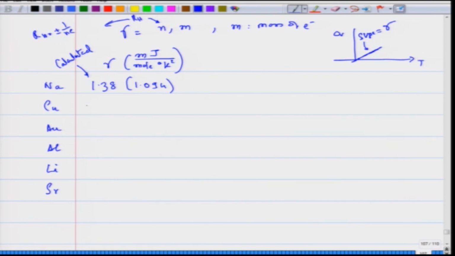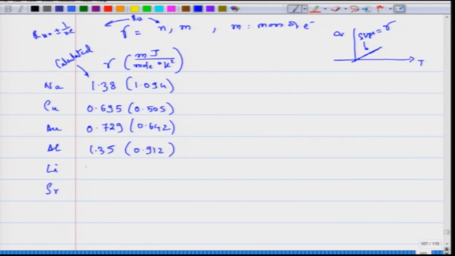Next, if you go to copper, the theoretically calculated value is 0.695, the experimental value is 0.505, slightly different. If you go to gold, 0.729 and 0.642, roughly they are similar. Aluminium, 1.35 is the value you should theoretically get. If you experimentally measure it, you will get a value of 0.912. This is now starting to become significantly different.